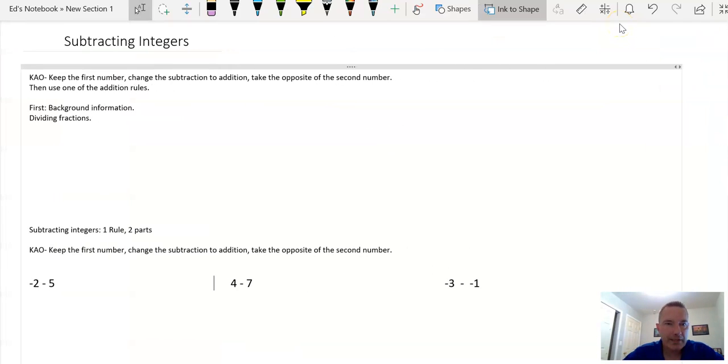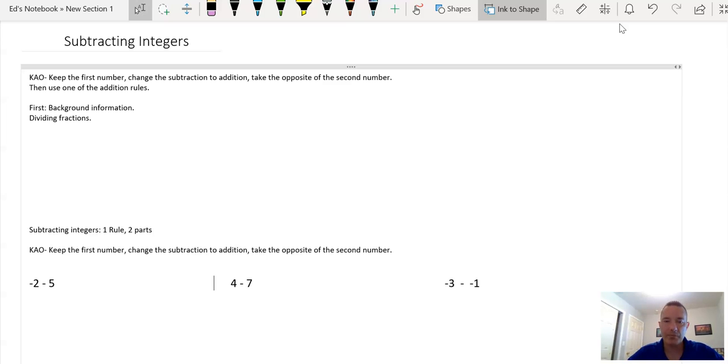Hi, today we're going to look at subtracting integers, and there's only one rule for subtracting integers, and it's pretty easy. Now, it's two parts, but it's pretty easy. It's keep, change, opposite. So, what does that mean? We keep the first number, we change the subtraction to addition, then we take the opposite of the second number. Then we do one of the two addition rules. So we're doing keep, change, opposite: we change the subtraction problem to an addition problem, and then we do one of the two addition rules.